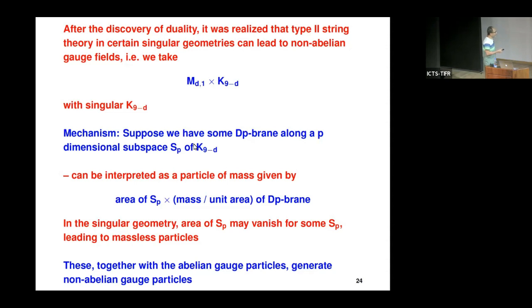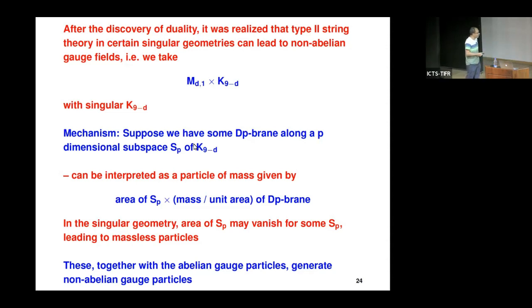Let's imagine that you have some Dp brane. But this time the Dp brane, instead of extending along the d plus 1 dimensional Minkowski space, now extends along the inside of K_{9-d}. In particular, let's imagine that this Dp brane is extending along some p dimensional subspace S_p of K_{9-d}. Because these D-branes don't extend in the usual observed space-time directions, we can think of these as particle-like objects because they are really confined in this compact space. So you can think of this as a particle of mass given by the area of this subspace times the mass per unit area of the Dp brane, which is a constant that you can compute.